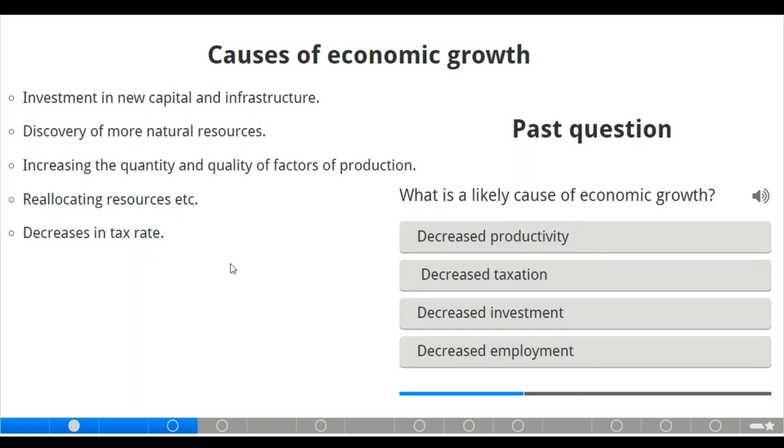Now let us check our past question here. What is the likely cause of economic growth? According to our explanation here, let us check our options out. We have decreased productivities, decrease in taxation, decrease in investment, decrease in employment. What do you think can be the cause of economic growth here? Of course, we have treated it.